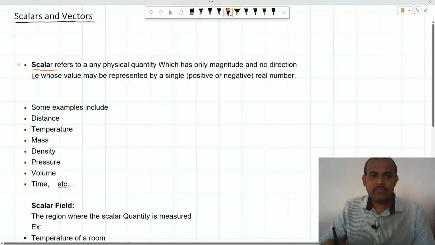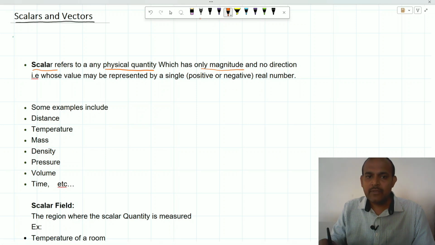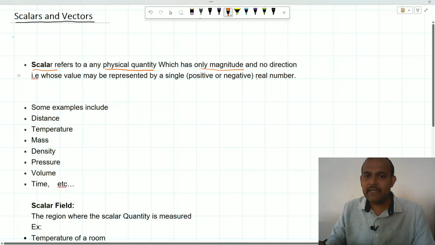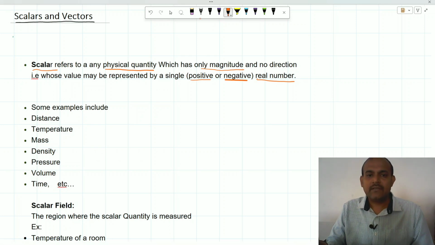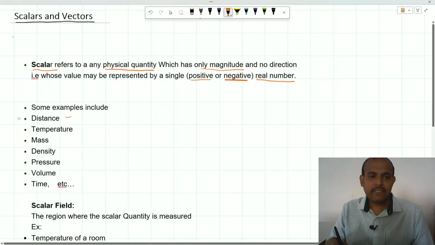A scalar is nothing but any physical quantity which has only magnitude and no direction. Which means that we are going to represent only its value by a real number, any real number. It may be positive or negative. We will not talk about which direction it is propagating. We are only talking about the value, the number.